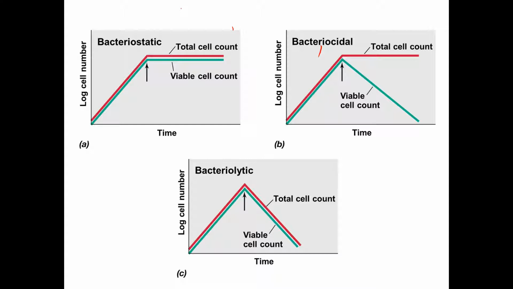Your bactericidal, think about this end part, like homicide, you're killing. A bactericide kills the bacterial cells. If you add your bactericidal agent, notice that your total cell count remains the same, but your viable cell count, your viable living cells, drops precipitously. So you're killing bacterial cells.